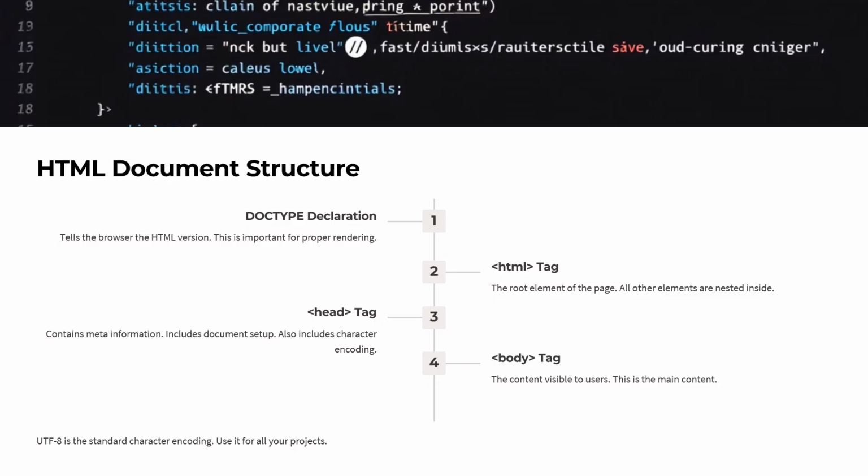The HTML tag serves as the root element of the document. All other elements, including metadata and visible content, are placed inside this tag. It acts as a container that holds the entire structure of the web page.